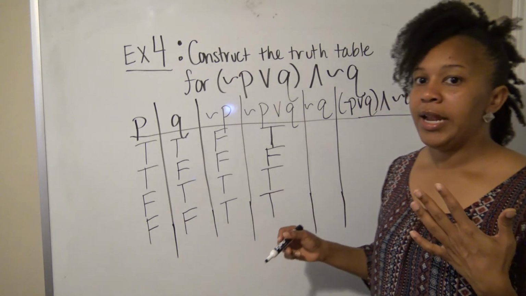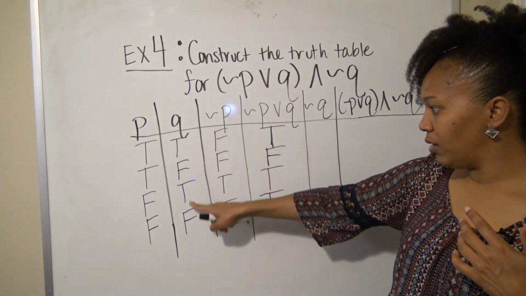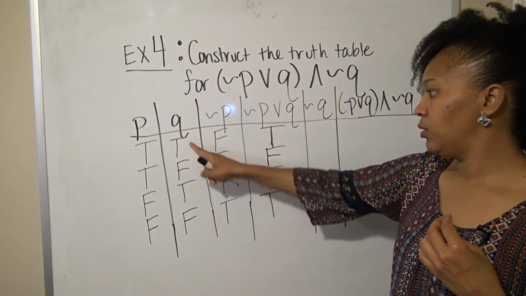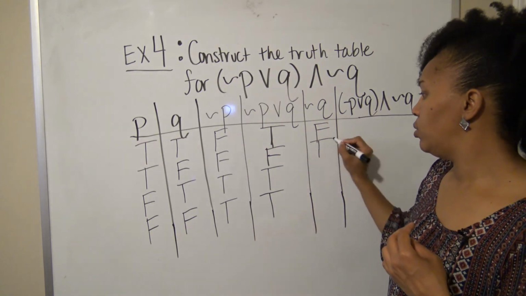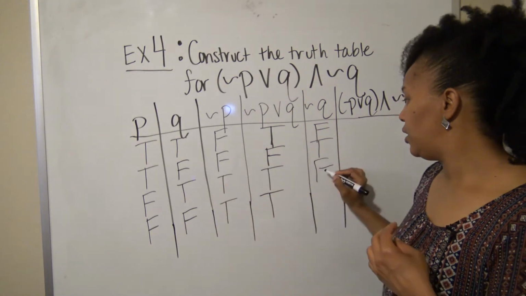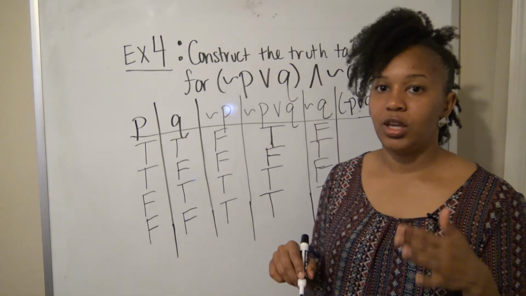All right. Now the next column, I want to negate Q. So here's my Q column. So I would take all the opposite truth values of the Q column. So that would be false. The opposite of false would be true. The opposite of true would be false. And the opposite of false would be true. So that's how you negate the Q column.